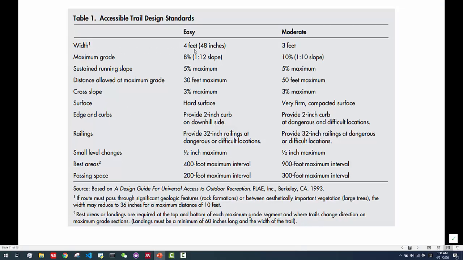Again, this is another one. There's width, maximum grade, sustained running distance, cross slope, surface, railing, small level changes, rest areas, passing spaces. This is a little bit older, so I think right now they have easy and moderate. It's basically different levels.